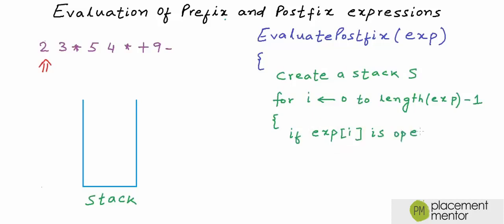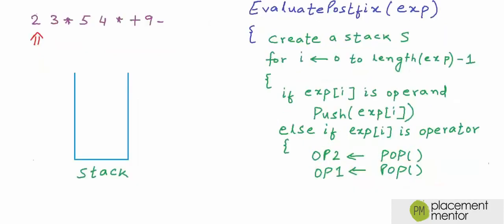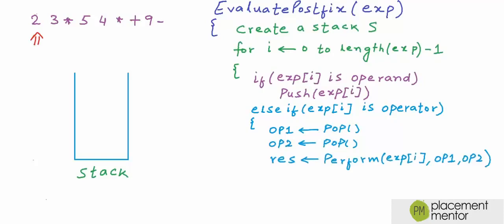If expression I is an operand, I should push it onto the stack. Else, if expression I is an operator, we should do 2 pop operations in the stack, and store the value of the operands in some variable. I'm using variables named op1 and op2. Let's say this pop function will remove an element from the top of stack S and also return this element. Once we have the 2 operands, we can perform the operation. I'm using this variable to store the output. Let's say this function will perform the operation. Now the result should be pushed back onto the stack.